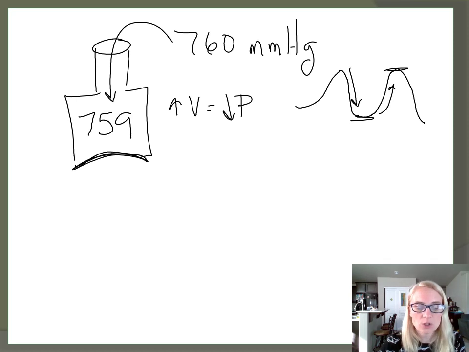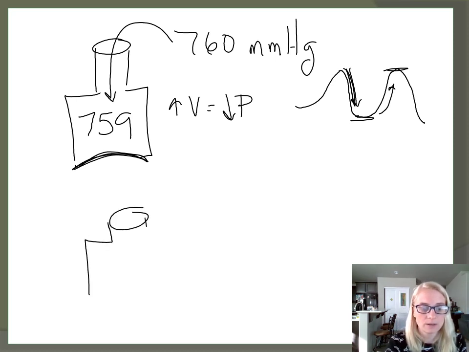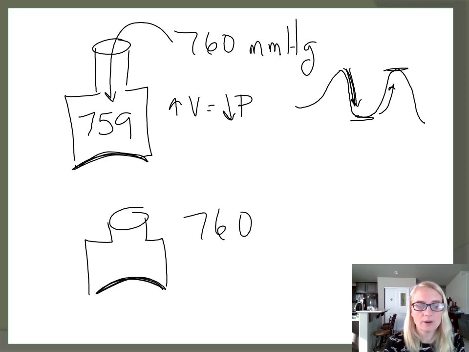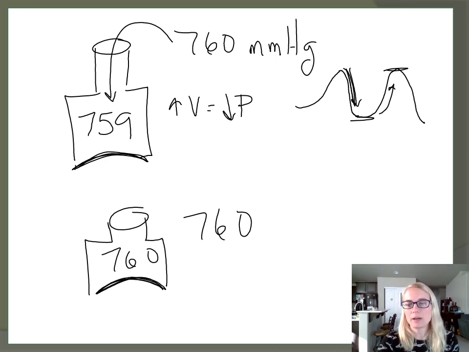All right, so now let's do the same thing on the exhale. So this was our inhale. Now let's take a look at exhale. So let me draw my lungs here. We'll start at equilibrium, 760 outside, 760 inside. So that would be maybe right here.